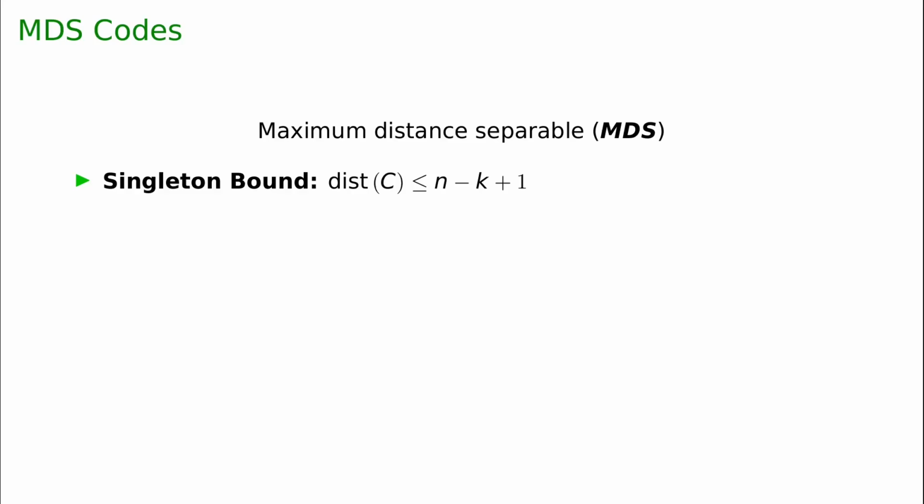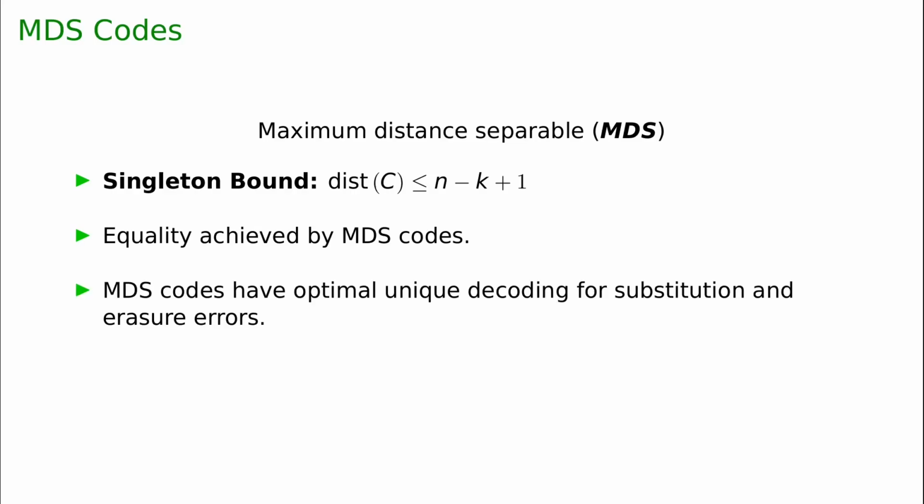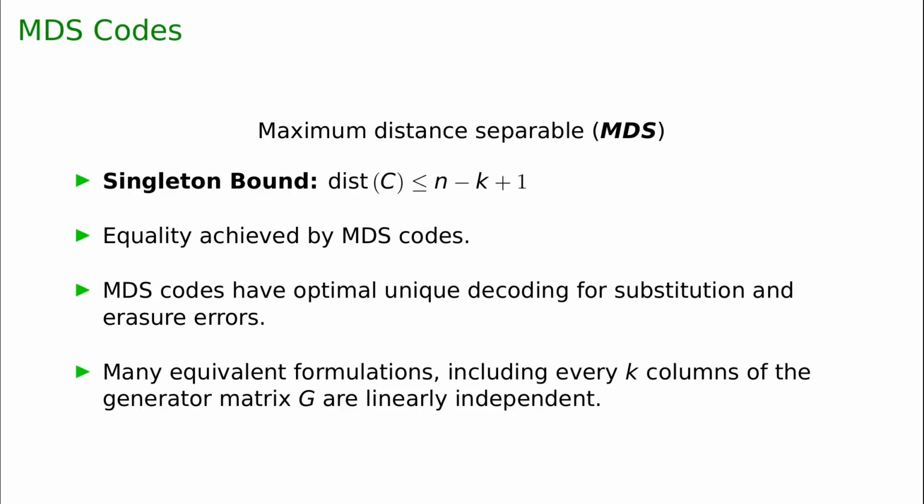The well-known Singleton bound says that the distance of the code, that is, the minimum Hamming distance between any two distinct codewords, is at most n minus k plus 1. We say that our code is MDS if we achieve equality. In particular, the distance is exactly n minus k plus 1. MDS codes have many important properties, including having optimal, unique decoding for substitution and erasure errors.